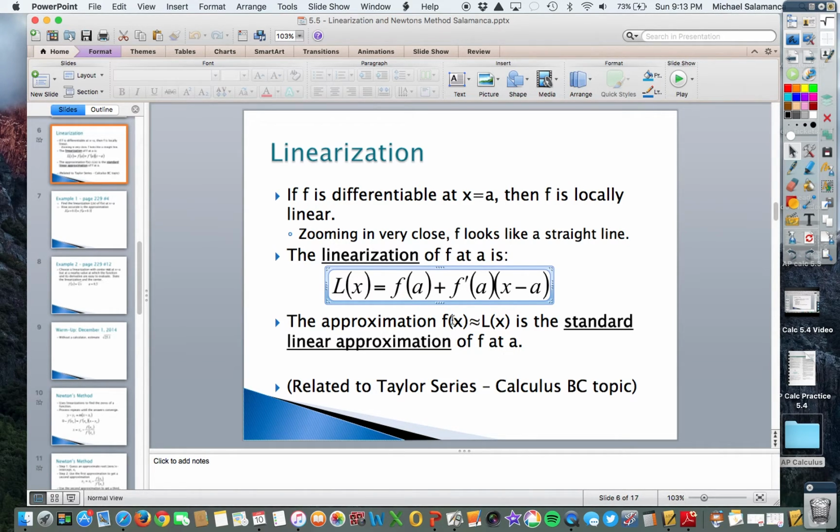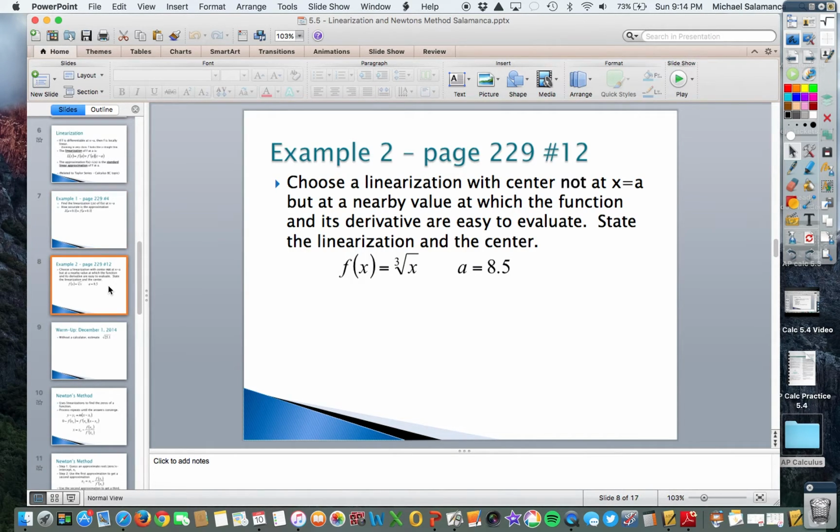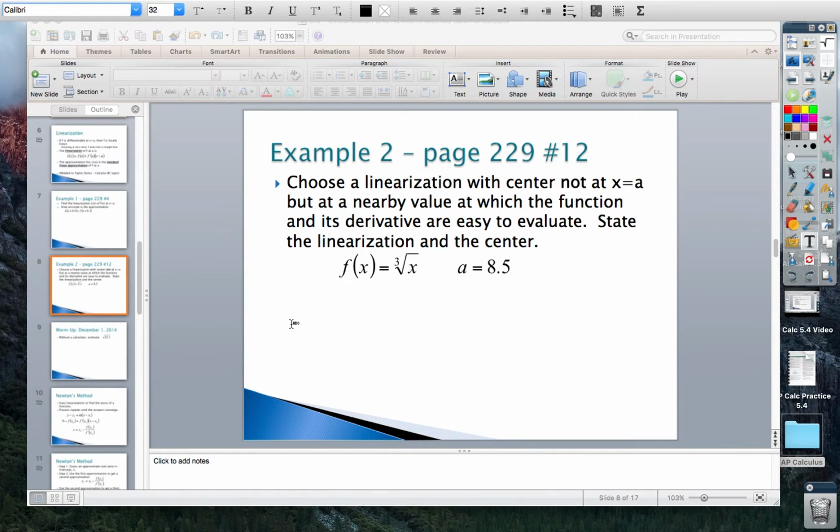Now the approximation of f of x is approximately L of x. That's the standard linear approximation of f at a. So we're going to go over this kind of quickly because it is a BC topic. We wanted to make sure we exposed you to it. So in this particular case, we are going to find the linearization of f of x equals the cubed root of x at a equal to 8.5. So this is actually not as bad as you think. And again, we're not going to spend too much time on it, but we want to make sure you're exposed.